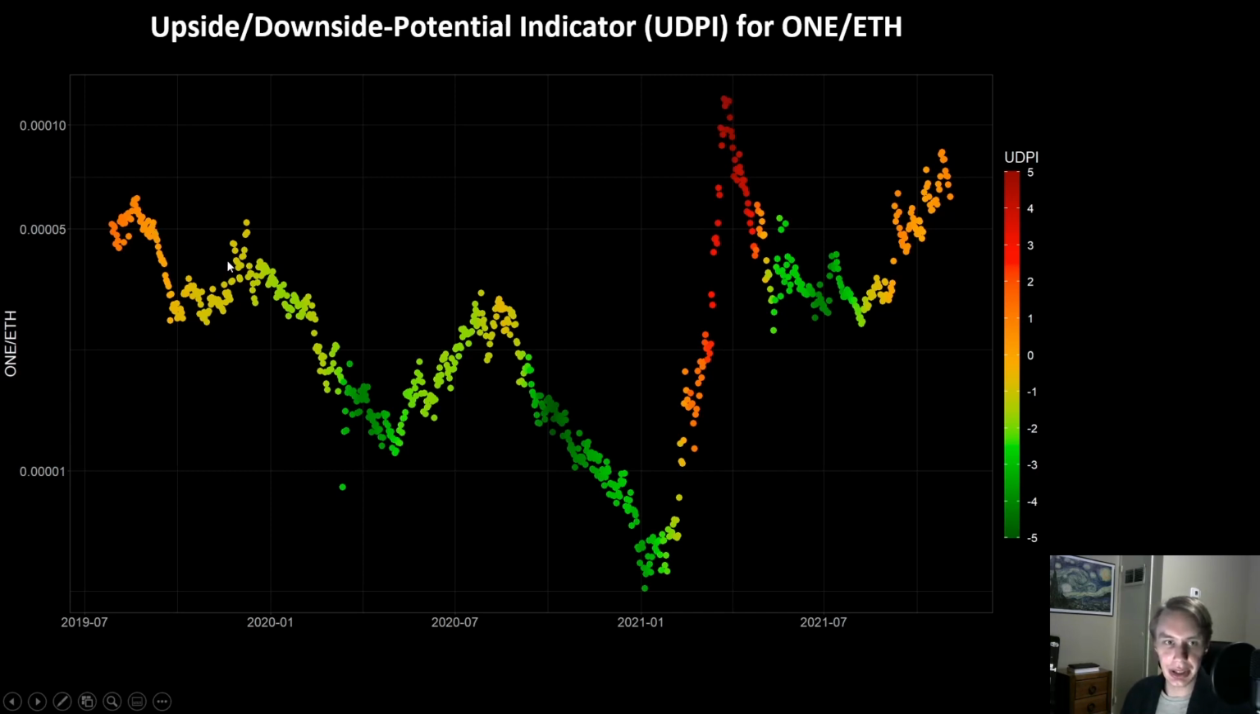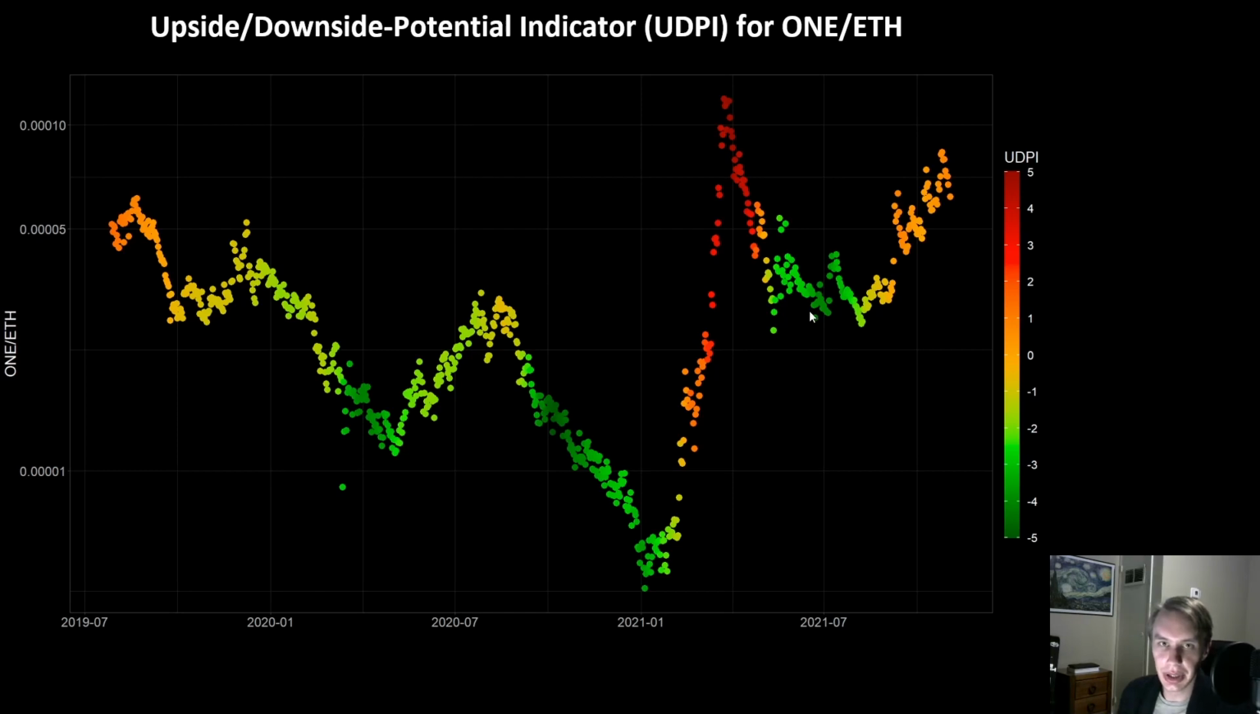And so what you can see is that the UDPI can also pick out these low-risk zones that have existed in one's history against Ethereum, and then really identify these tops, these points where one massively outperformed Ethereum, but unsustainably so, and then we got this big pullback. Then one bled against Ethereum, had this consolidation zone, which the UDPI again picked up as being a good time to be acquiring one relative to Ethereum, and then sure enough, now one has put in a lot of work. It's actually been outperforming Ethereum in the recent history coming out of the summer.